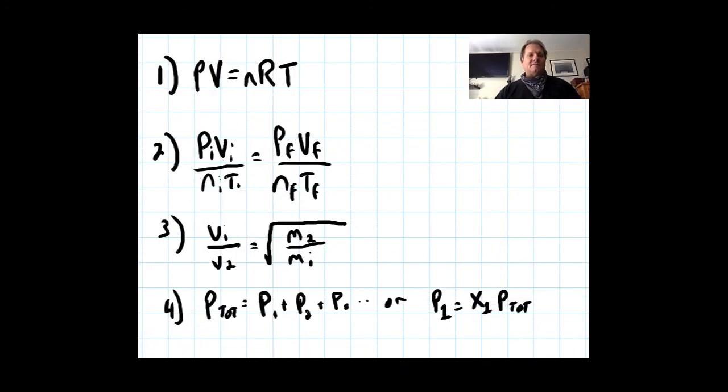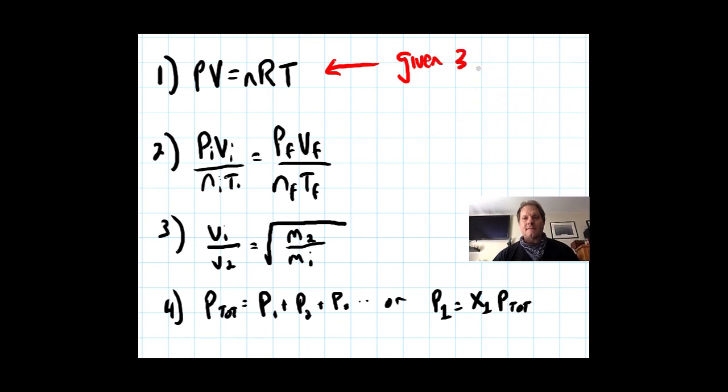So we have 4 laws, and we have to decide when we're going to need to use those. The first law, the ideal gas law, is when we are given 3, find the fourth. Again, if I know pressure, volume, and temperature, I'll tell you number of moles. Give me moles, temperature, and volume, I'll tell you the pressure. Give me pressure, volume, and temperature, I'll tell you how many moles. Given 3, I can find the fourth.